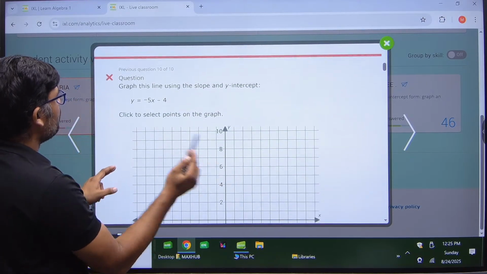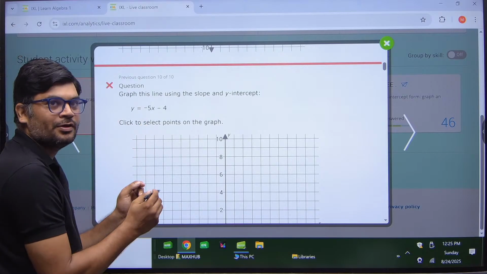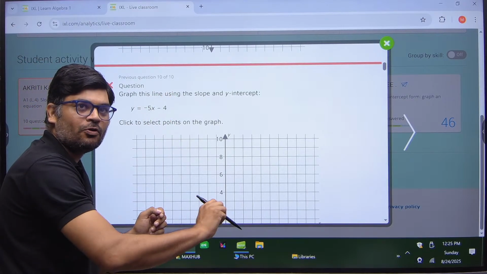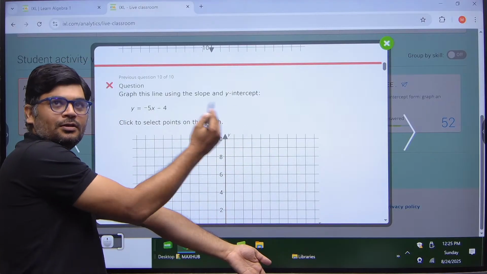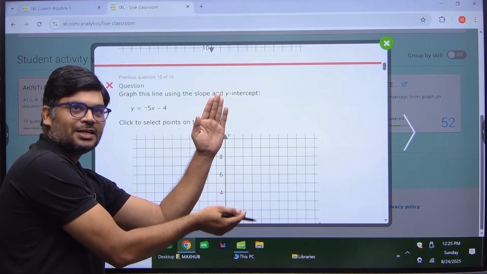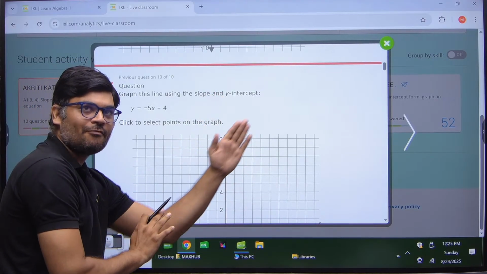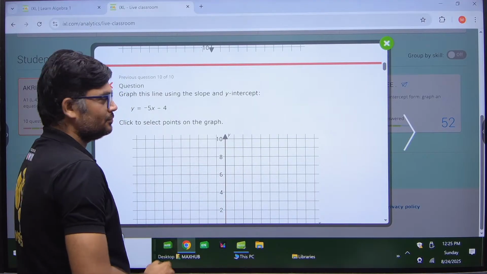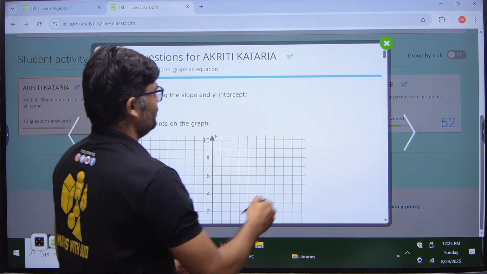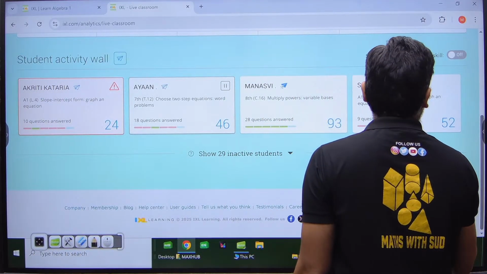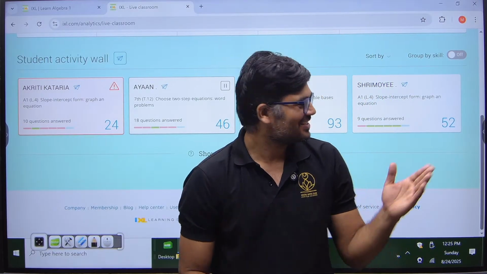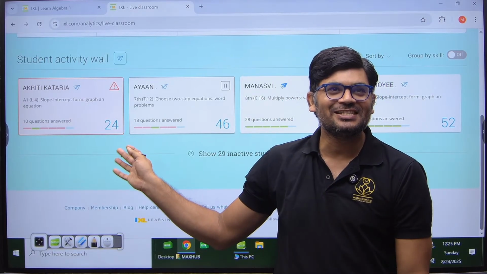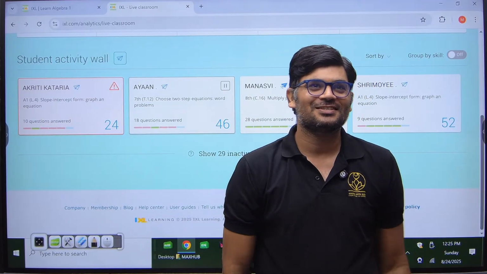Just by looking at it I can say it is -5. So the graph is going down when going right. So the graph will go like this. It will be an obtuse angle. If the graph is like this, it is an acute angle. So if slope is positive, the graph will be going like this. Okay, do it. Shrimoy has reached 52. Okay, good going, Shrimoy. Till the time she is reaching 50, you do some more questions.